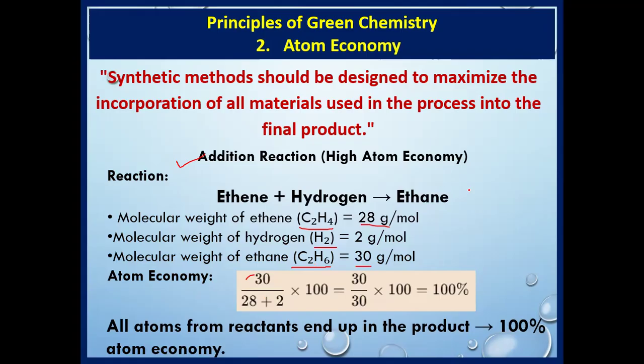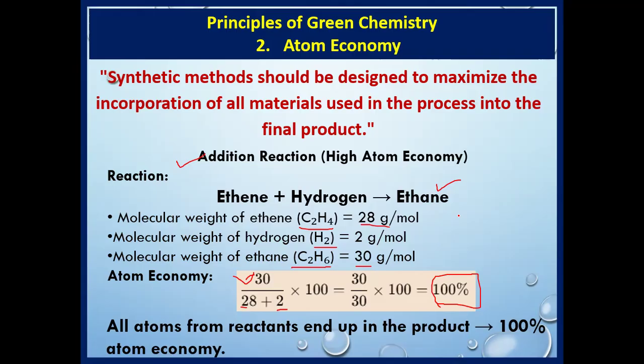So what is the product here? Product is ethane and the molar mass of ethane is 30. So we are putting 30 here. Now the reactants are ethene and hydrogen. The molar mass of ethene is 28. The molar mass of hydrogen is 2. So by putting these molar masses, we are calculating that the atom economy of this reaction is 100%.